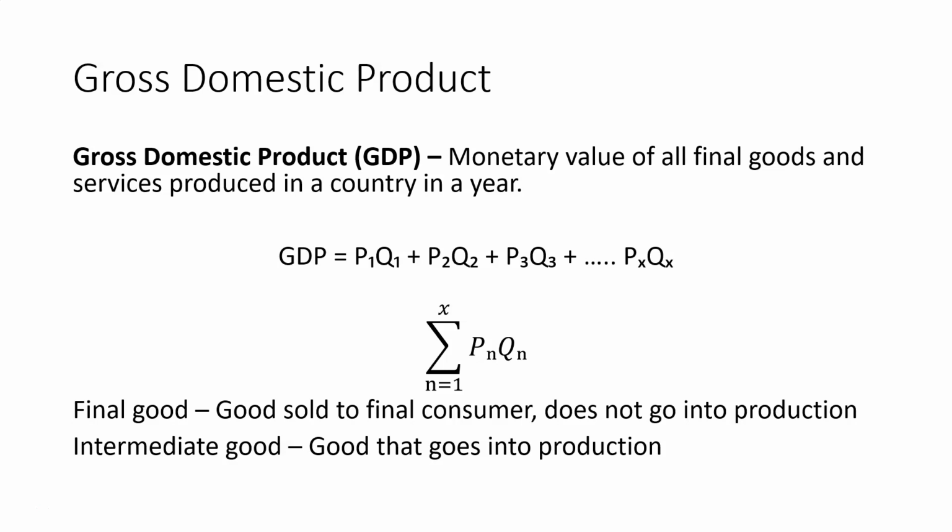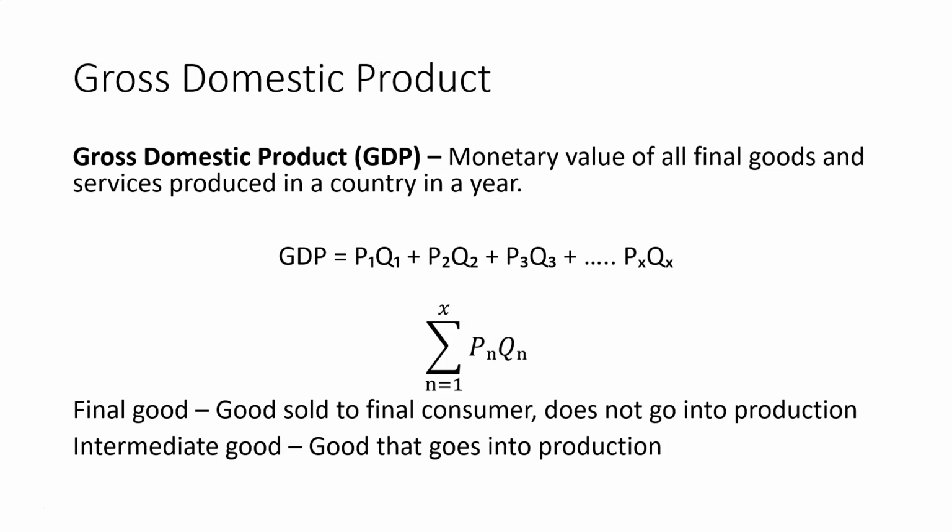First is final goods and services. When we calculate GDP, we're only calculating the final goods, the goods that get sold in the product market. The reason for that is because we don't want to double count. We don't want to count things that get used as inputs into production and then count the final good, and so we're counting that same good twice.